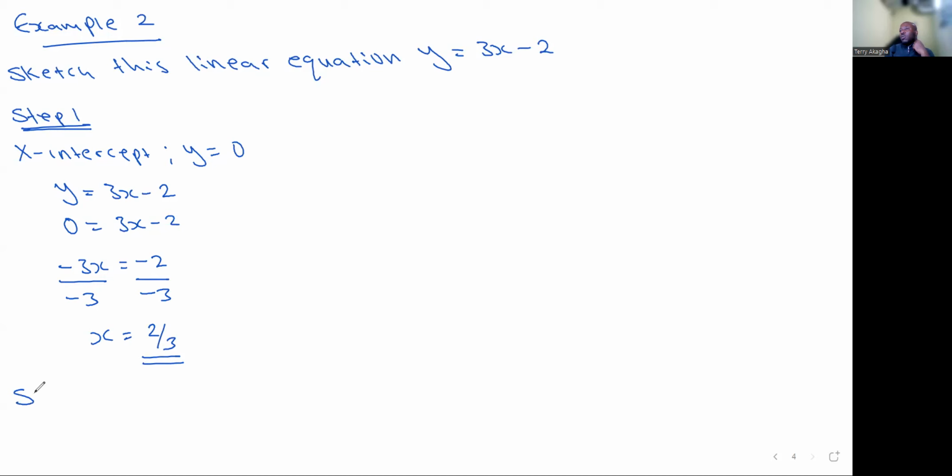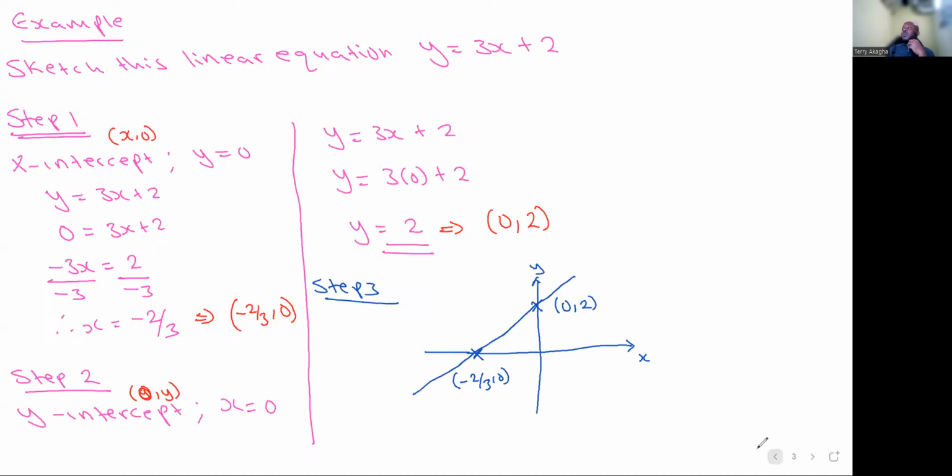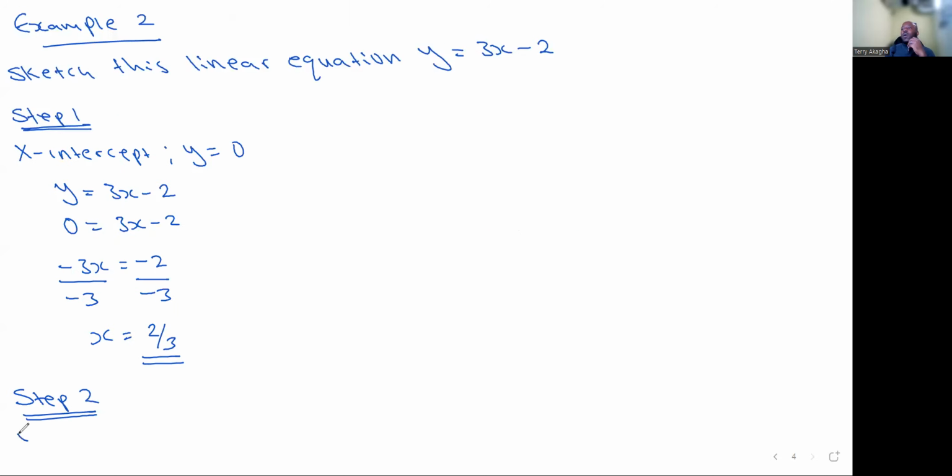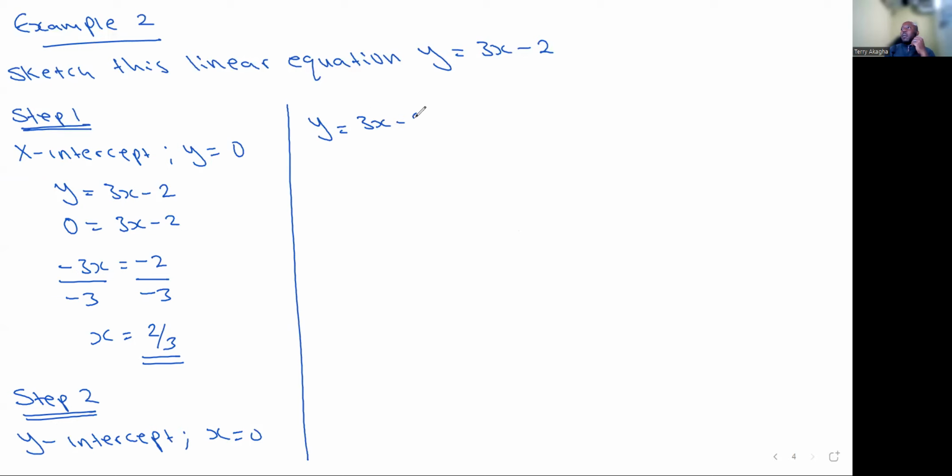Next one, step 2. We're now told to find the y-intercept. So we'll do the same thing. At y-intercept, x is equal to what? 0. So that means we're going to have y is equal to 3x minus 2. So x is equal to 0. So it's going to give you y is equal to 3 into bracket 0 minus 2. So y will be equal to minus 2.